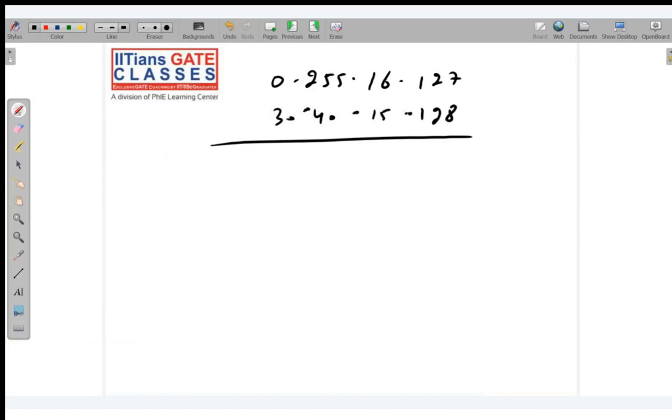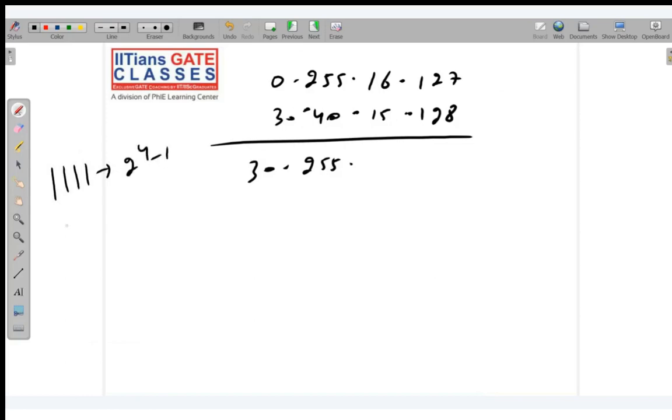So what we will say now? 0 and 30 gives 30 as the answer. 255 and 40 gives 255 as the answer. 16 and 15 we have to do, and rather I should say one more thing. I think I have told you now, 4 times 1, that is 15. Why? 2 power 4 minus 1.